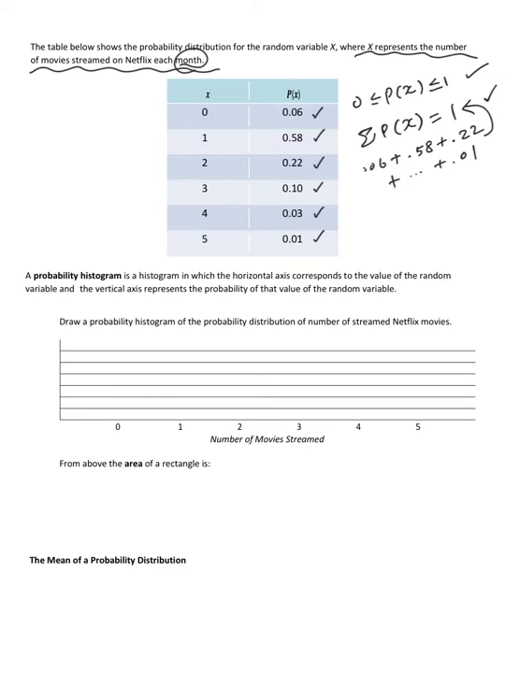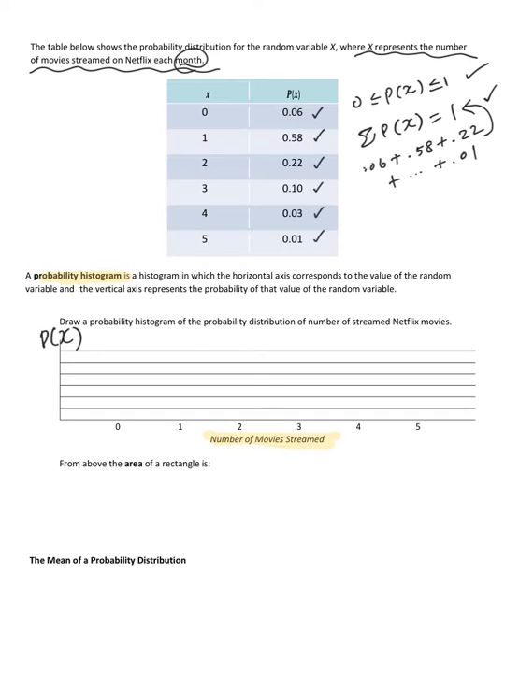All right. So what we can do with this is something really similar to what we did in the frequency distribution chapter. Once we had our frequency distribution, we made a frequency histogram, right? So now that we have our probability distribution, we can make a probability histogram, okay? And it is created the same way. The horizontal axis corresponds to the value of the random variable. So in our case, number of movies streamed, okay? And the vertical axis corresponds to not frequency, but the probability that each value of the random variable will occur.